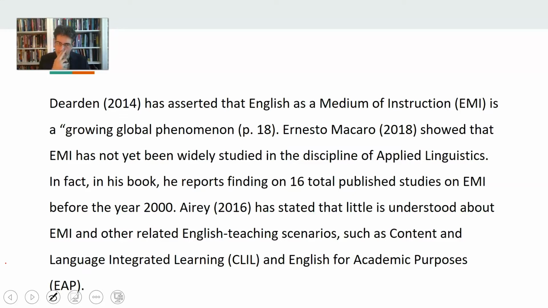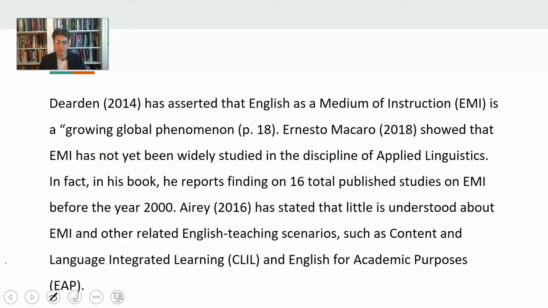Dearden 2014 has asserted that English as a medium of instruction is a growing global phenomenon. Ernesto Maccaro showed that EMI has not yet been widely studied in the discipline of applied linguistics. In fact, in his book, he reports finding a total of 16 published studies on EMI before the year 2000. ARE 2016 has stated that little is understood about EMI and other related English teaching scenarios such as content and language integrated learning and English for academic purposes.